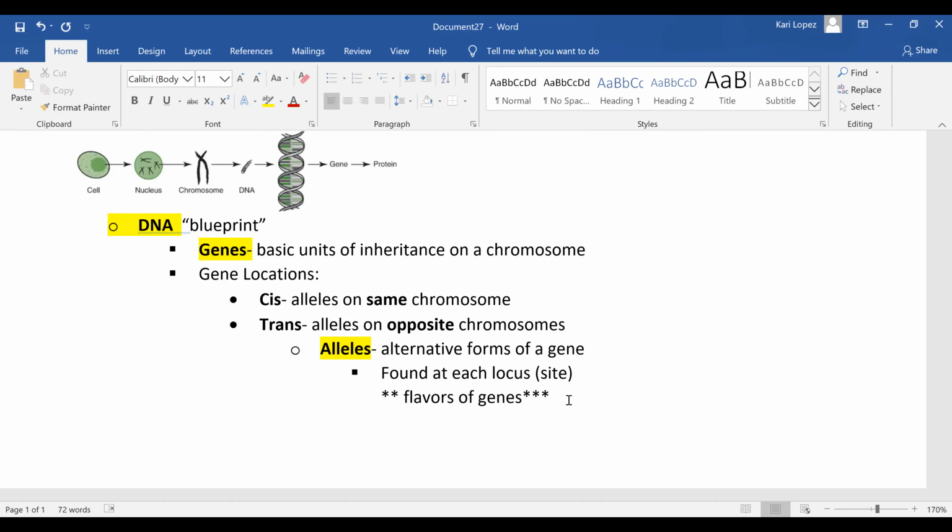So your locus would be like your favorite gas station where you go and get your drink every day, or your favorite coffee shop where you go get your coffee every morning. And then your alleles are the alternative forms of drinks that you can get at that location. Does that make sense? So the locus is always the same in every person. The site where that gene is held is going to be the same, whether it's you or me or someone in another country. However, we all have different alleles at that location or site.